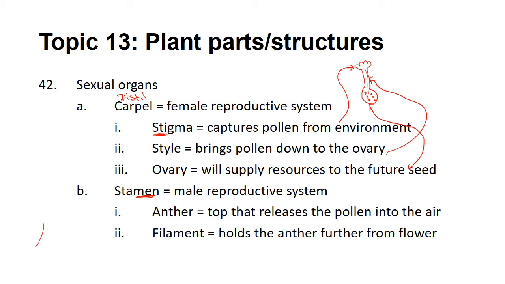The filament is just a long tube, and it just extends away from the body of the flower, but then the anther is filled with little dots that are the actual pollen. So they produce the pollen, in turn they produce the sperm, and they're going to fertilize things in the future.